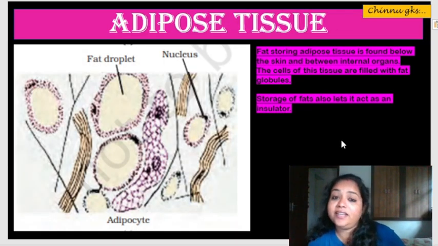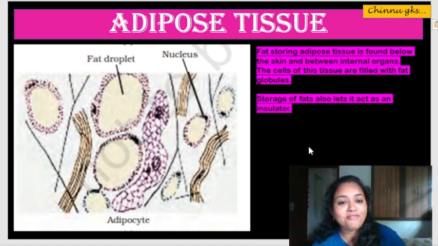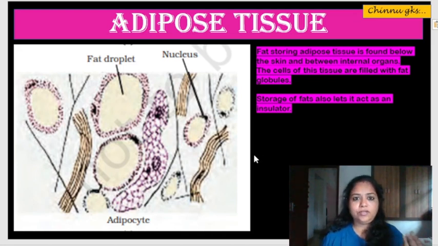And then finally we have the adipose tissue. Adipose tissue, adipocytes, in which fat is stored. Fat droplets are stored. Fat globules are stored. So what do they do? They insulate the body and protect the body. Insulate the body, thus we are able to maintain a constant body temperature, and protect the body because it's soft and cushioning, so it's giving protection. So fat storing adipose tissue is found below the skin and between the internal organs. The cells of this tissue are filled with fat globules. Storage of fat also lets it act as an insulator.